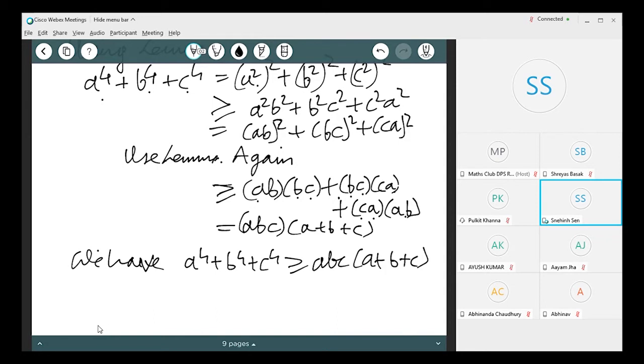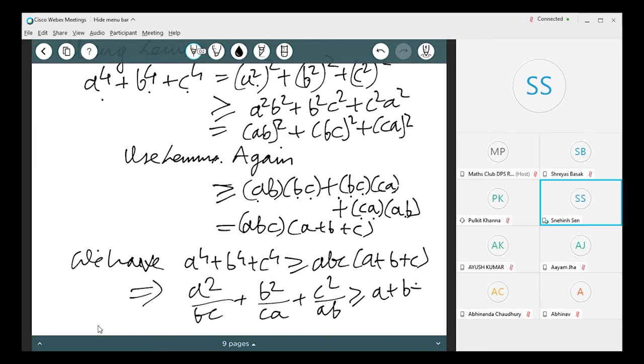And that's divided by abc. This would imply, by dividing by abc, a square by bc plus b square by ca plus c square by ab is greater than or equal to a plus b plus c. And when does equality hold? That's an exercise for you. It's pretty obvious what the answer should be: a equal to b equal to c. That's the only case. Just try to prove it.